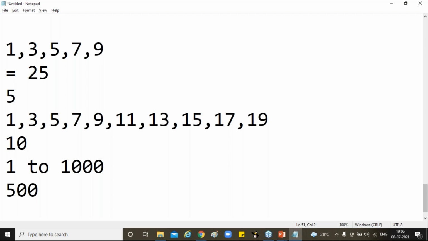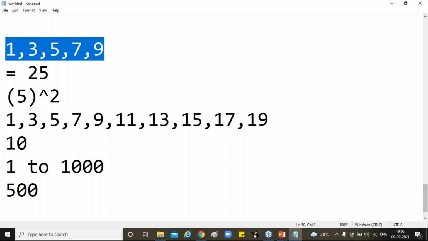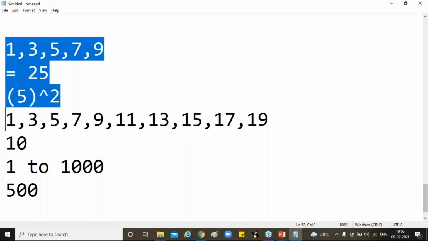Whenever we know the number of odd numbers are 5, the sum should be 5 square, that is equal to 25. Whenever we know the number of odd numbers are 5, the sum of these odd numbers are 5 square directly.